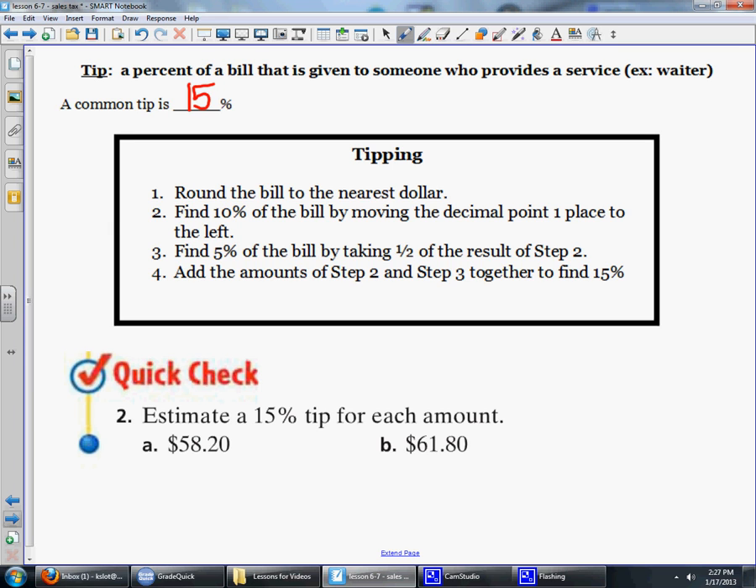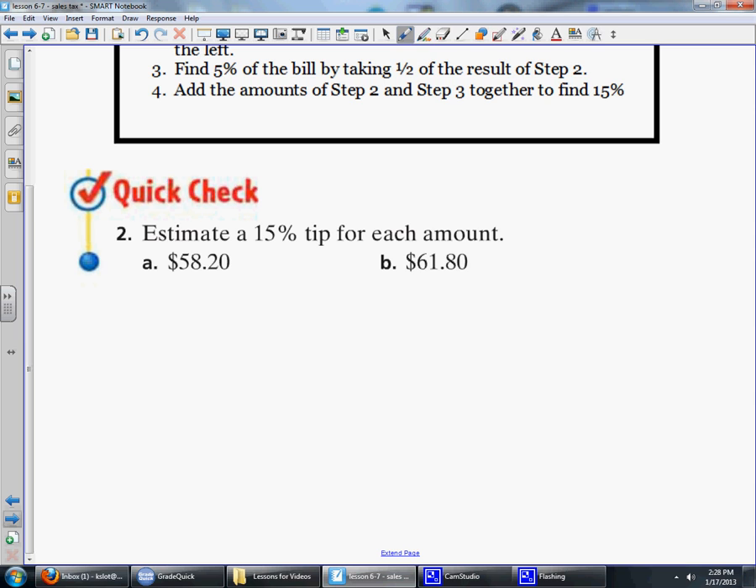So what you're going to do is round the bill to the nearest dollar, find 10%, and when you find 10%, you just move the decimal point 1 place to the left, and then you're going to find 5% by taking half of that result, and then you're going to add the amounts together. So, for example, I like to make it pretty easy, so when I'm sitting in a restaurant, I don't have to get out my calculator.